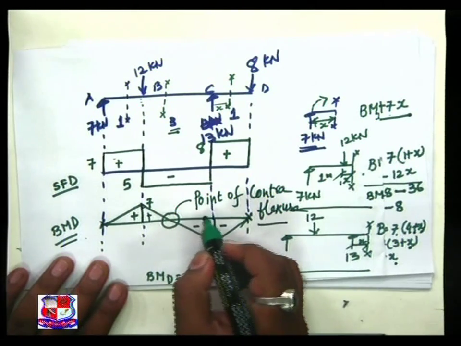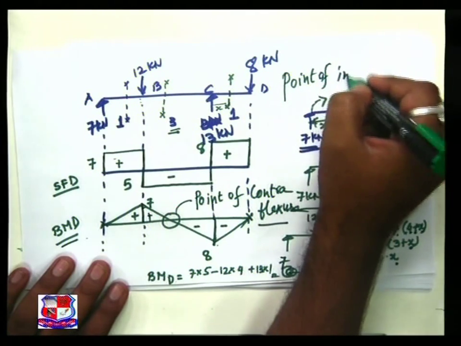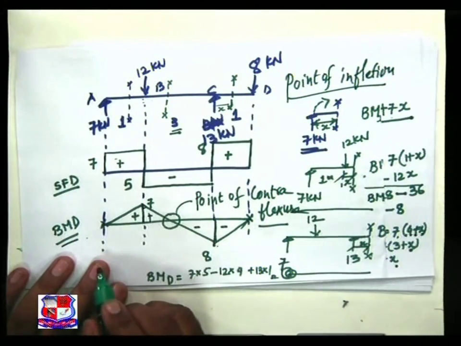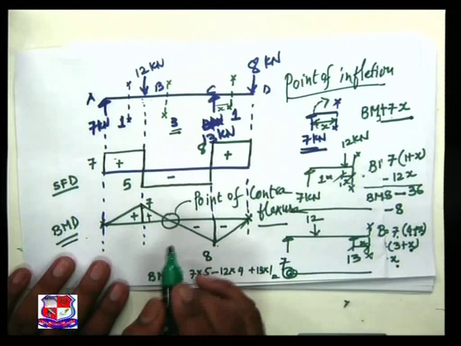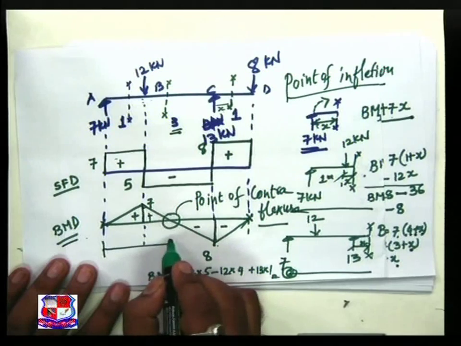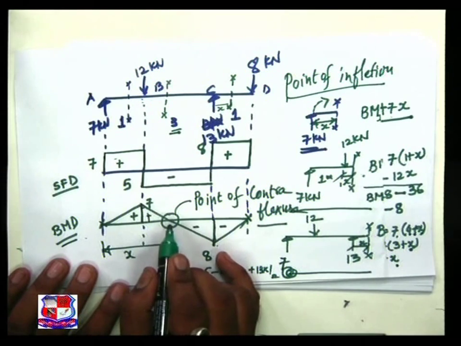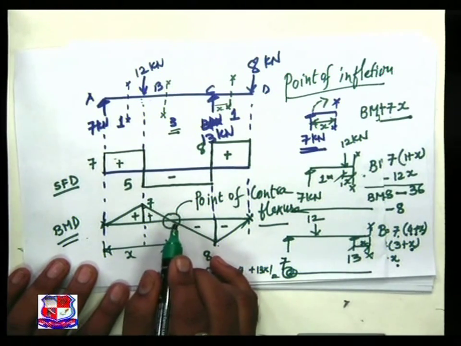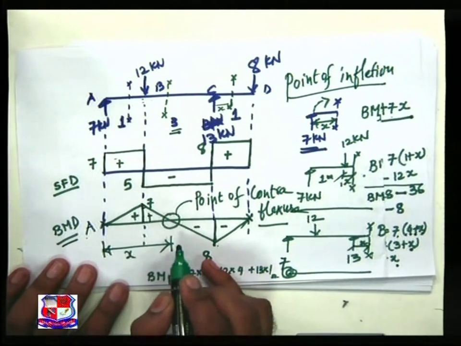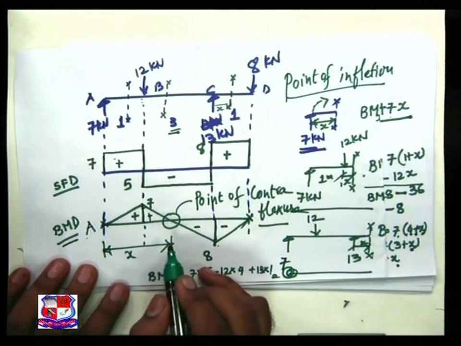Some people use the word point of inflection. Either point of inflection or point of contraflexure, it is of utmost importance to find out the distance where this point of contraflexure is acting. So our intention right now is to find this point, the distance from A, the point at which the bending moment is 0. Let us find it out.